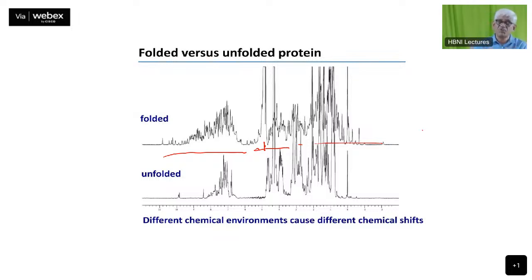If it is not folded, of course, there is no structure there. There is no question of determining the structure. Then, of course, you focus on some other things like the dynamics of the protein, how it gets folded when it binds to a certain partner, and things like that.